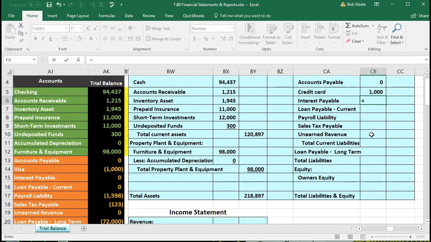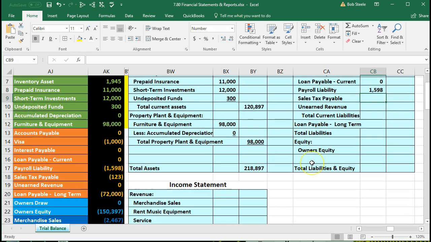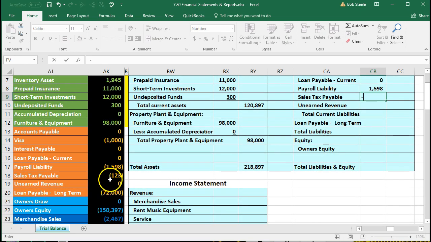Then I'm just going to do this for the rest. Interest payable, we don't have any yet. And we're going to say the loan payable, we don't have any yet. And then the payroll liability, I'm going to do the same thing. I'm going to put a negative here instead of an equal, telling QuickBooks take that number, flip the sign, negative of that number becomes a positive. We'll do the same for the sales tax. We're going to say negative of that number becomes a positive. And then we have the unearned revenue, negative of that number, and enter.